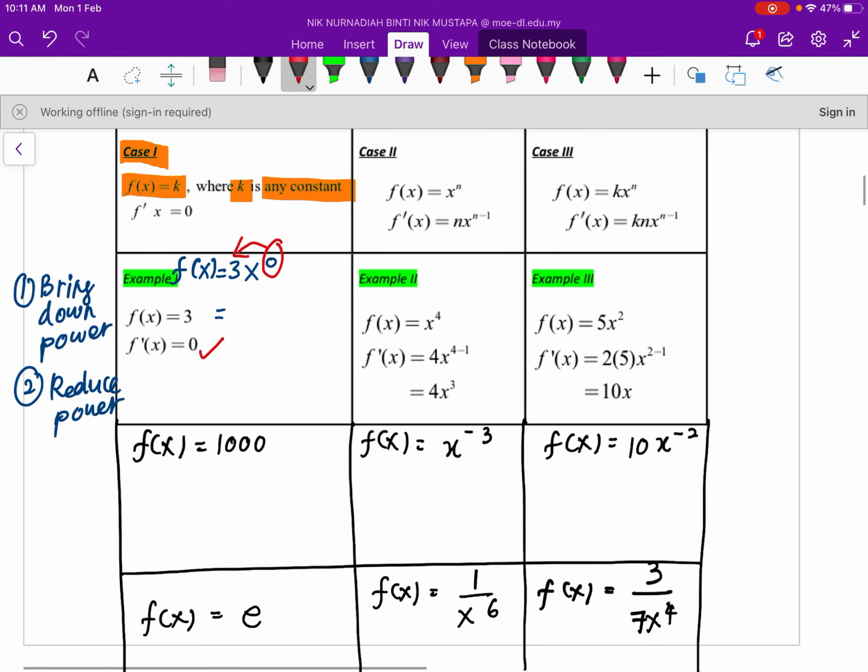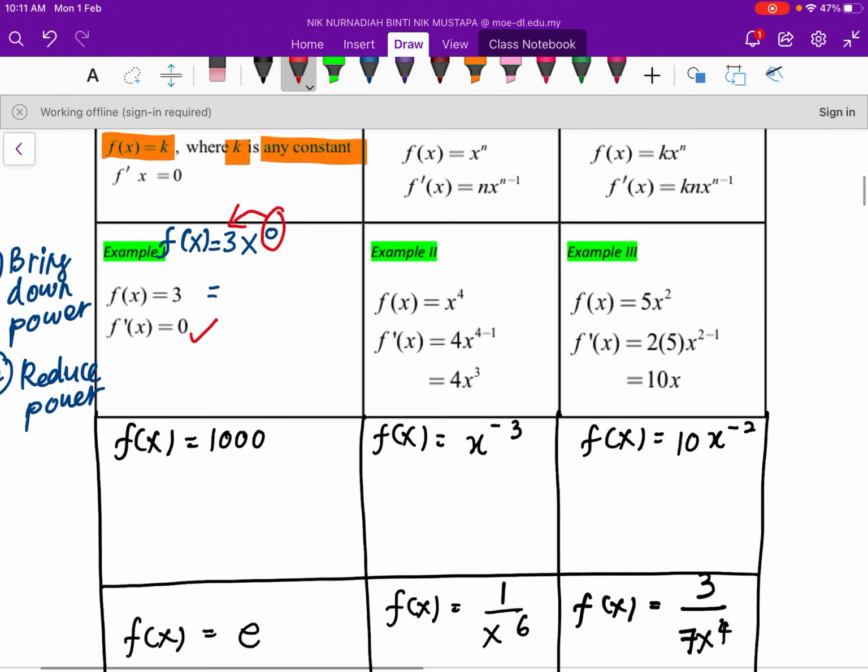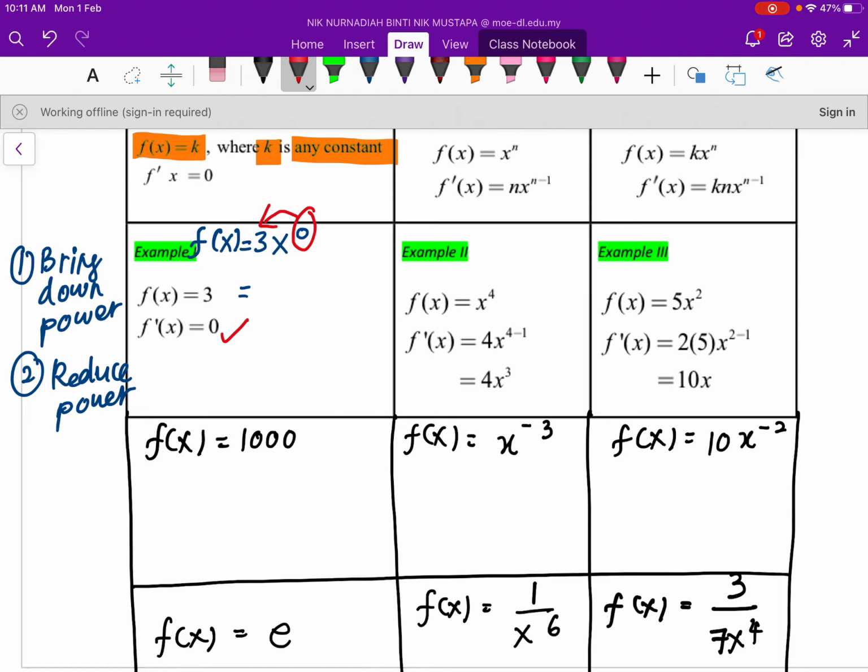So I put here an extra example, so we can look further, so that you can understand more what we are talking about. So here, f(x) equal to 1000. So there is no x after the 1000. So the same thing, it is actually x to the power of 0. So when we follow the step, bring down power and then reduce power, it will automatically become 0. Okay, kenapa kosong? Sebab actually kosong multiply by 1000, that's why it becomes 0.